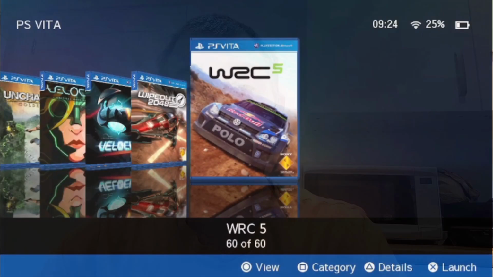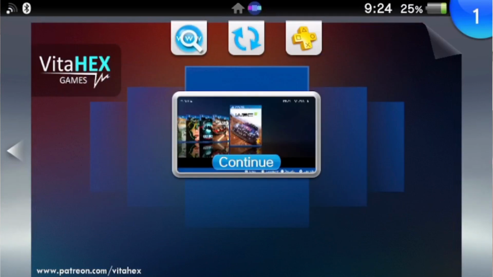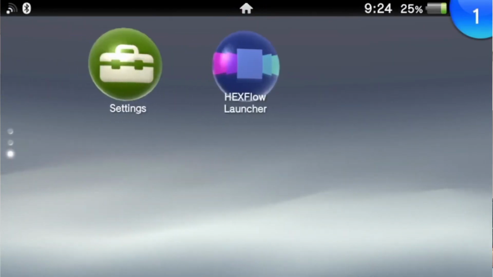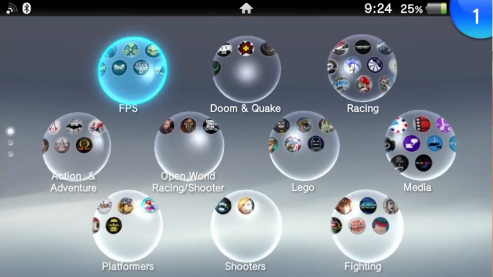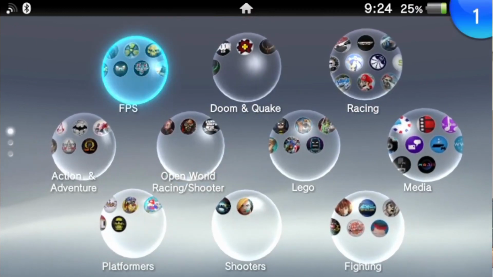And there you go, that is a quick look at Hex-Flow Launcher. It doesn't get rid of your original launcher. It's still there. I'm sure there is a way of making it the default one so it will boot straight to it, but that is Hex-Flow Launcher. If you're looking for an alternative interface for your PlayStation Vita, then give it a look, but bear in mind that it does have a fair few bugs that still need to be sorted out.